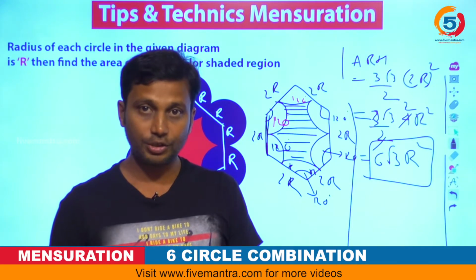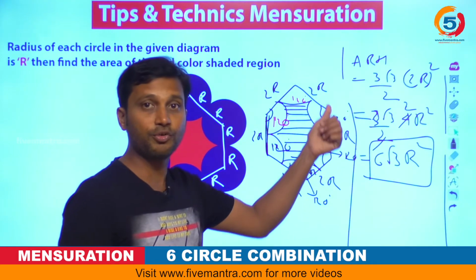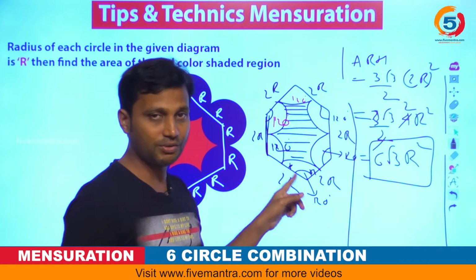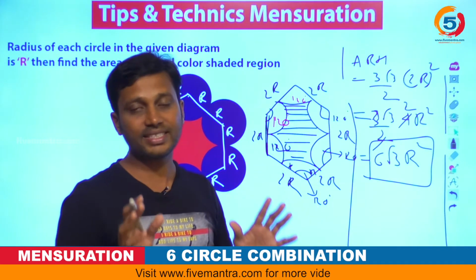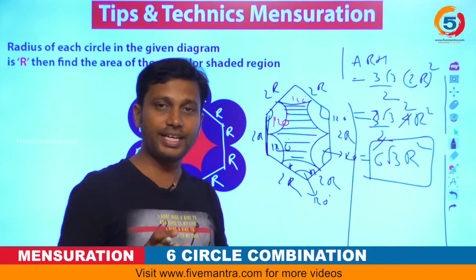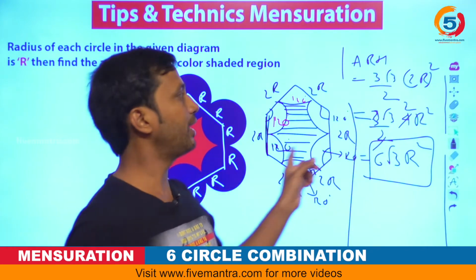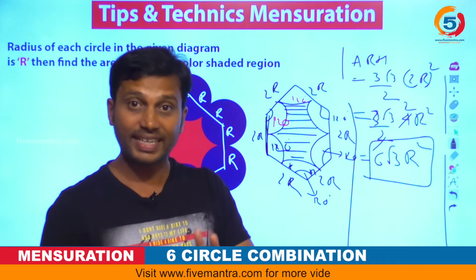Now let us do the continuation. Now we need to find the area of each sector and make it 6 times, because each sector angle is 120 degrees and each sector radius is capital R. So all the sectors are equal, and we can find the area of each sector and make it 6 times to get the area of all sectors. Now let us find the sector area.